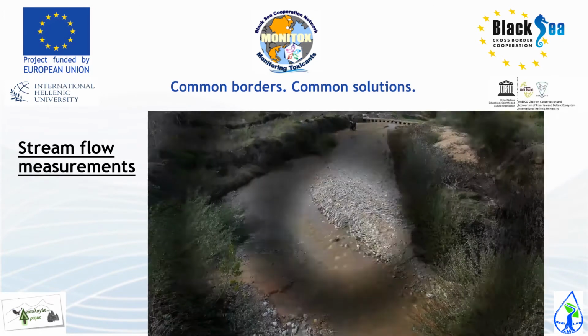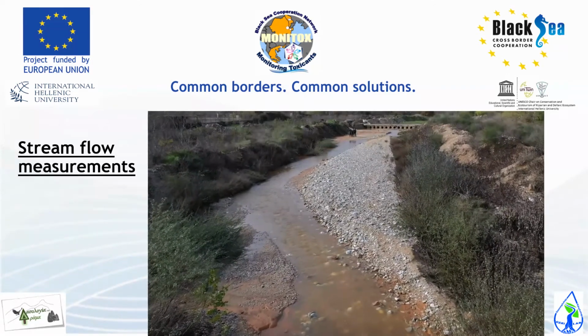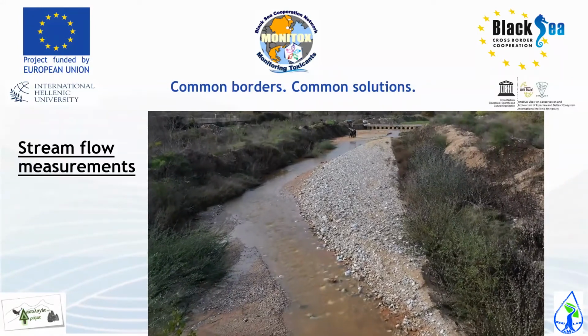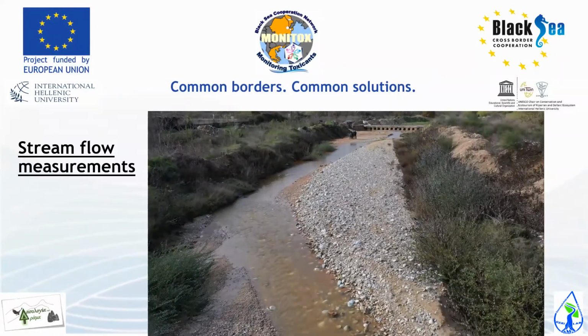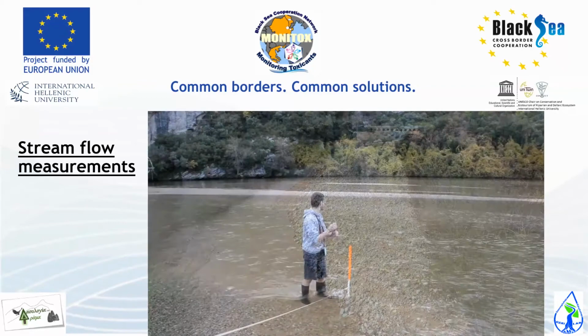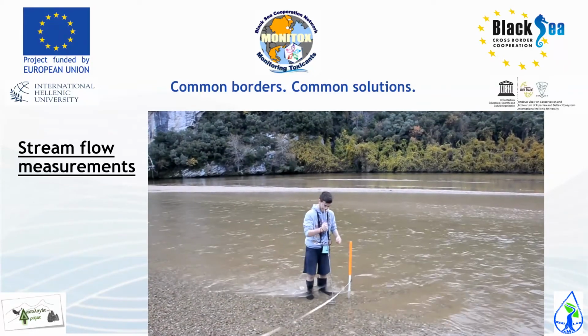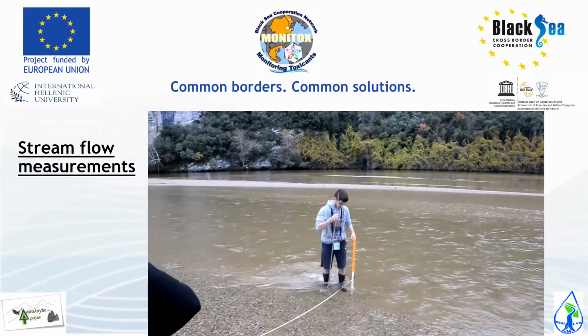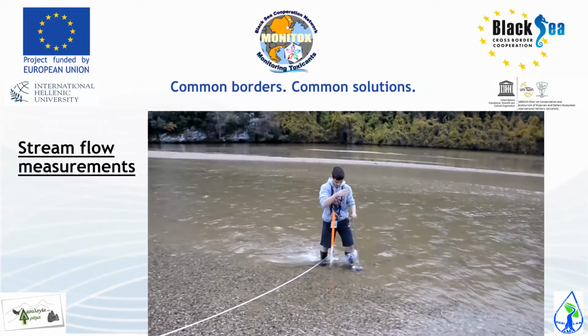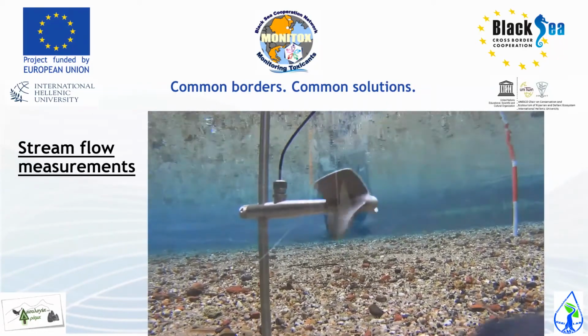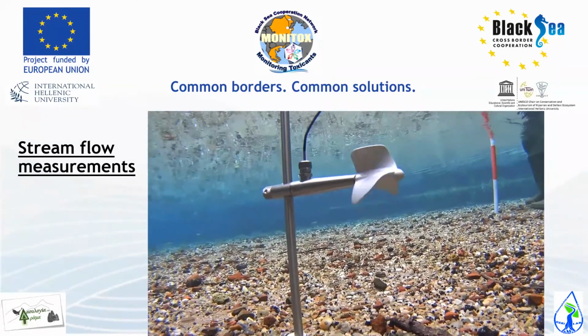So here is a typical Mediterranean stream. This is after a precipitation event, and you can see that the water is flowing. This actually is from the Nestor's River, where I have one of my graduates taking the stream flow measurements. You can see that the propeller is not going very fast, so we are not having very fast flow.